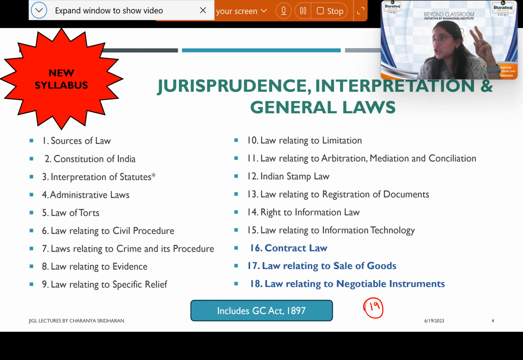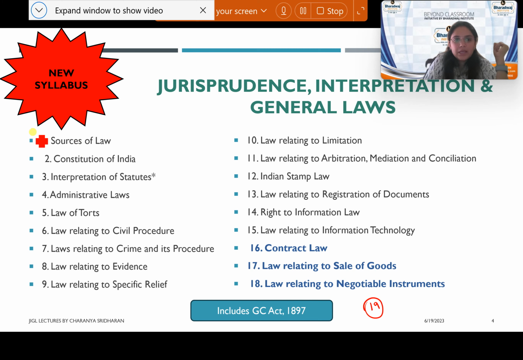Okay. Number 1, interpretation of statutes, is the first chapter we would be learning. And then number 2, we will probably go with right to information law, the 14th item in the syllabus. In other words, this is your RTI, Right to Information Act. This is the second chapter that we would be learning.